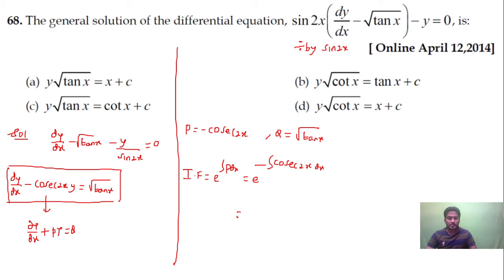Integration of cosec 2x will be equal to log of cosec 2x minus cot 2x. Coefficient of x is 2, divided by 2. Now let me simplify this. IF is equal to e to the power of minus log of cosec 2x, which can be written as 1 by sin 2x, and then cot 2x can be written as cos 2x upon sin 2x. Whole divided by 2, so I'll keep half here.